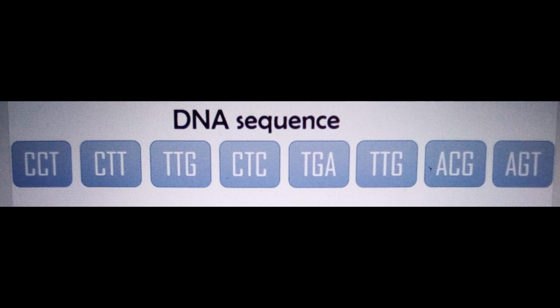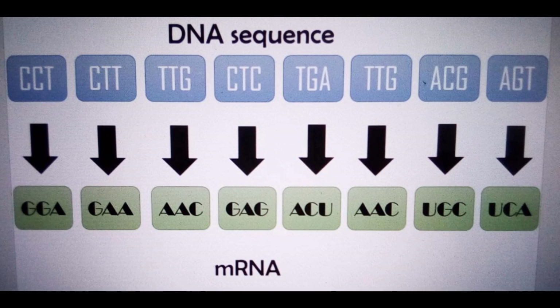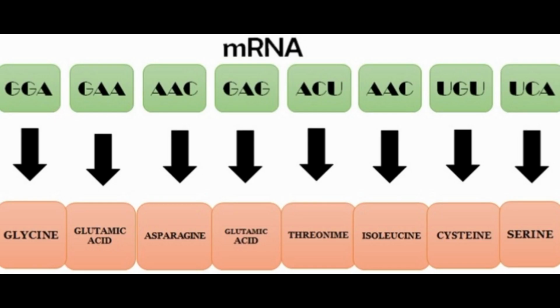Now we have our own DNA sequence, which is CCT, CTT, TTG, CTC, TGA, TTG, ACG, and AGT. Now, if we change the DNA sequence to messenger RNA, this will be as follows: GGA, GAA, AAC, GAG, ACU, AAC, UGC, UCA. If you look at the messenger RNA, you can see that each codon forms a different amino acid.